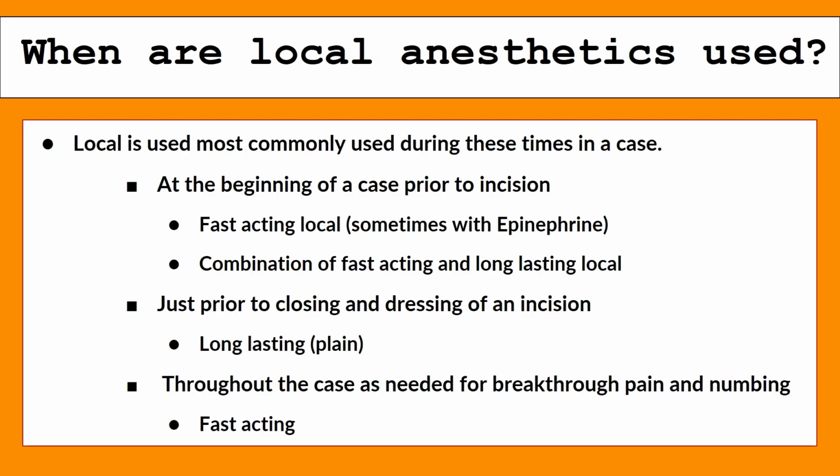When are local anesthetics used? Local anesthetics are commonly injected during specific and predictable times in surgery. So let's review 3 common times that you will see local used at the surgical field. The first scenario is at the beginning of a case. At the beginning of a case, fast-acting local medication like lidocaine or lidocaine with epinephrine, epi for short, are favored to quickly numb the surgical site before making incision.